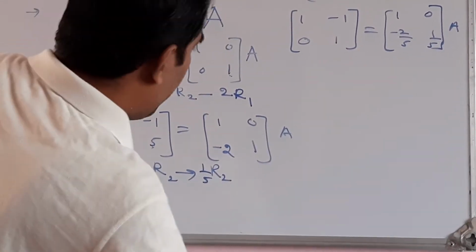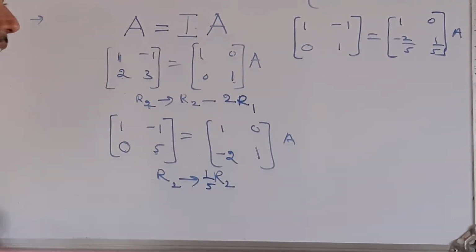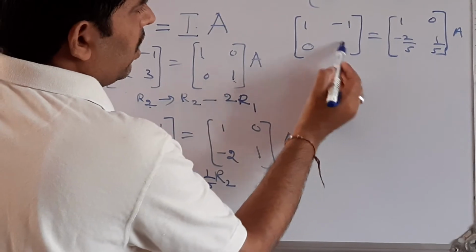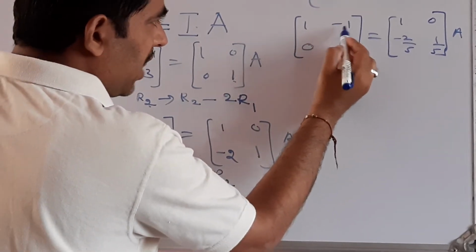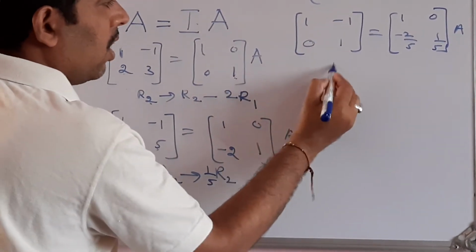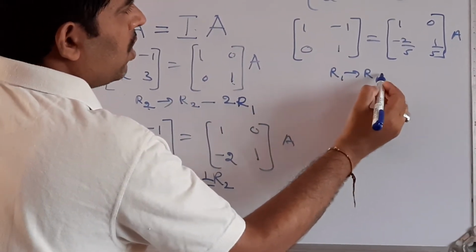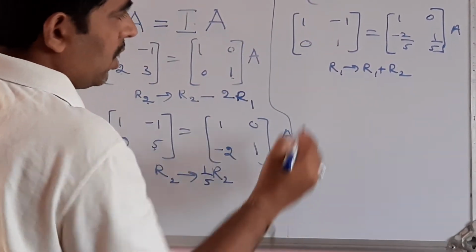So I can multiply every element here. See, 1 minus 1, 0, 1. So on the right hand side I got the elements 0, 1. See 1, then this should be 0. So how to make it 0? Here minus 1 is there, 1 is there. I can add this and this. Then R1 changes to R1 plus R2.